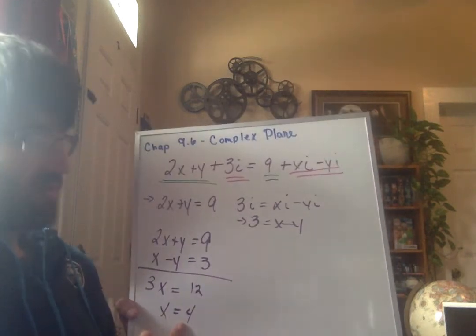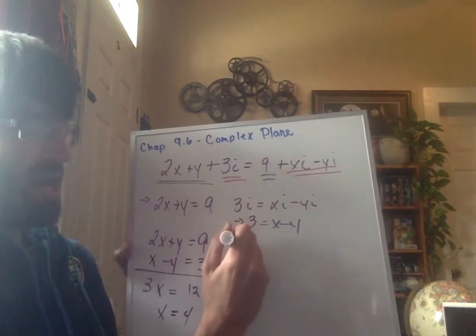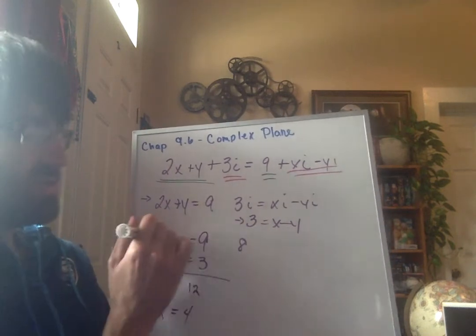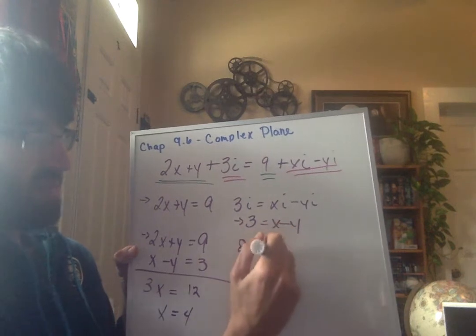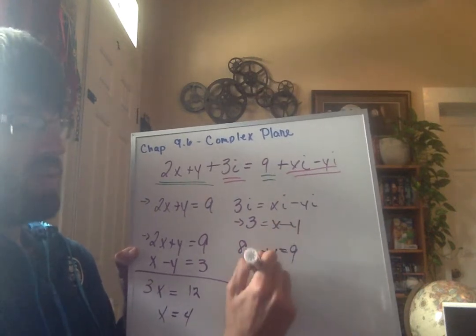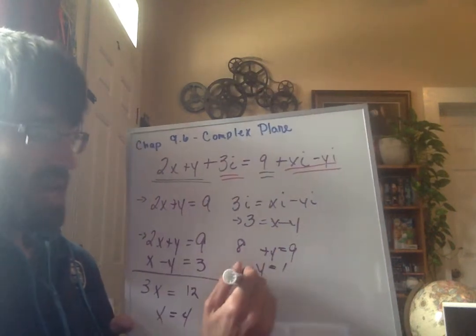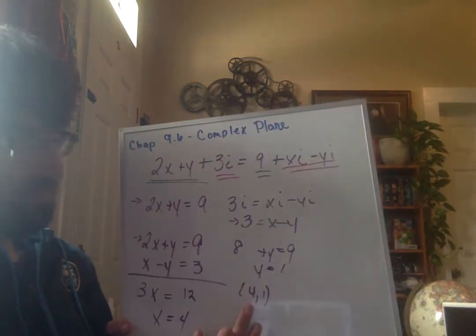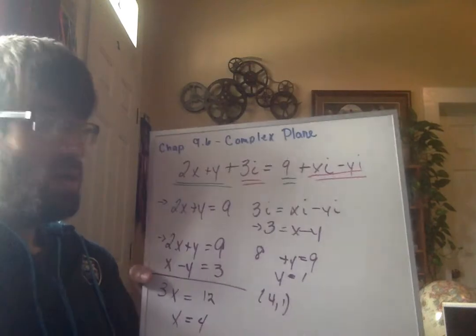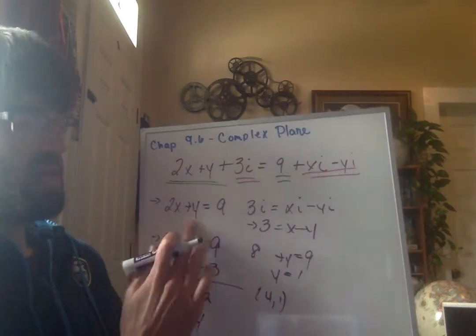Now, when x equals 4, I'm going to have 8. I'm going to use this equation, 8 plus y equals 9, so y equals 1. So I know that it intersects at 4, 1. So the solution set is 4, 1. When x is 4, y is 1, that is true.